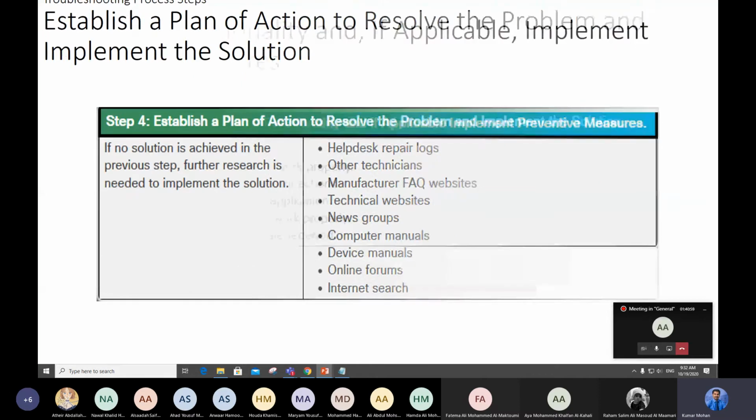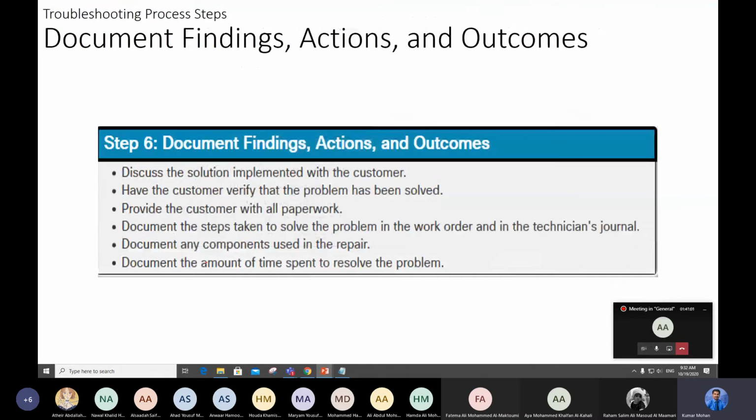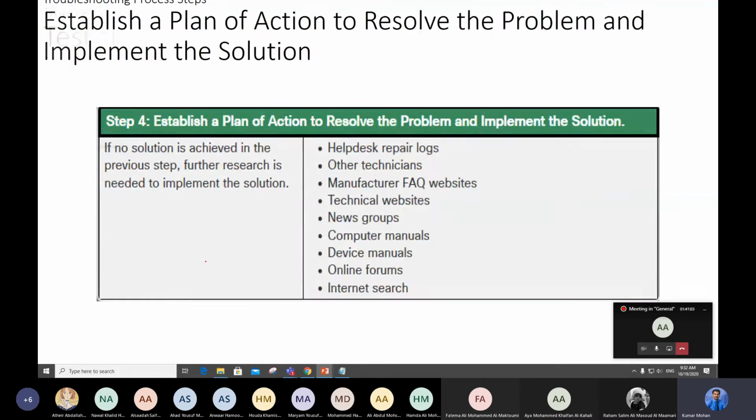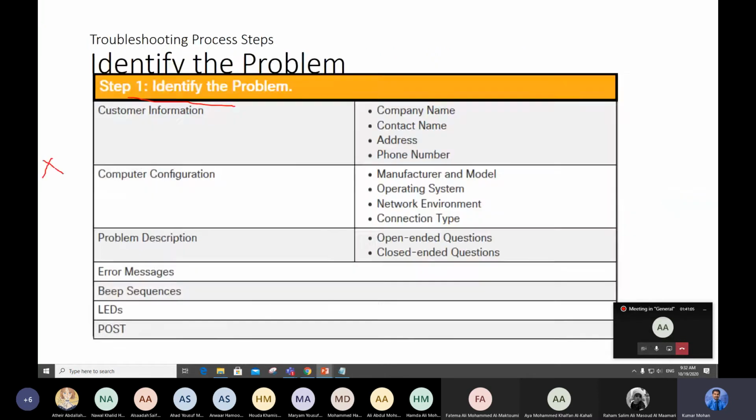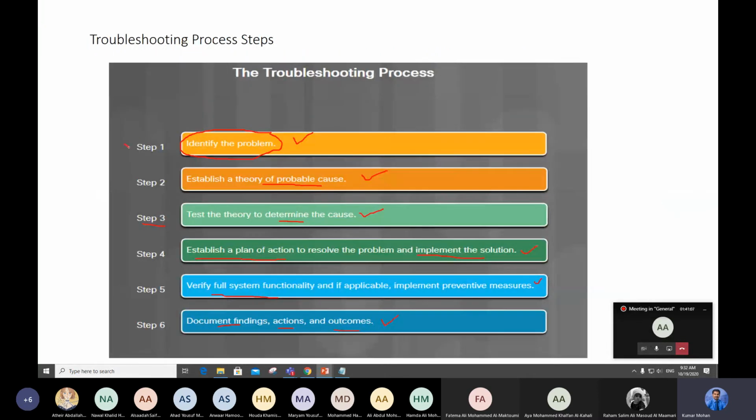See, all these things you just have to go through. But these 6 steps are very important here. Just go through the first 6 steps. These 6 steps are applicable for all problems, whether it is a motherboard problem, or keyboard problem, or RAM problem, anything. You need to identify the problem, and you need to document the findings.